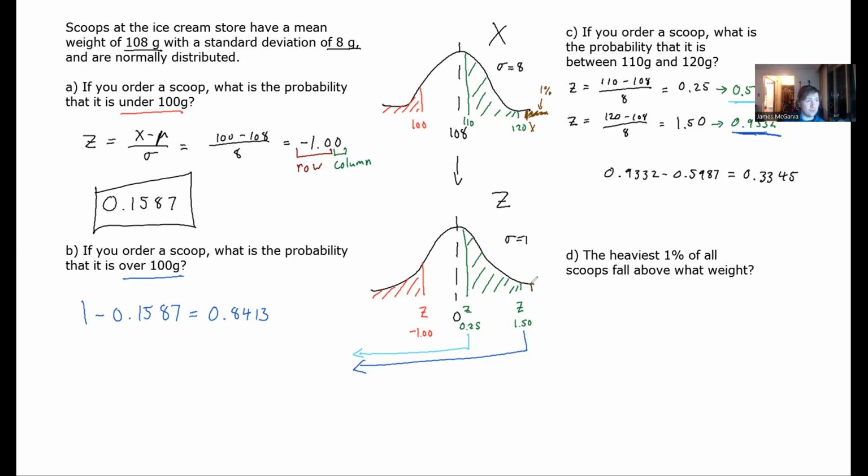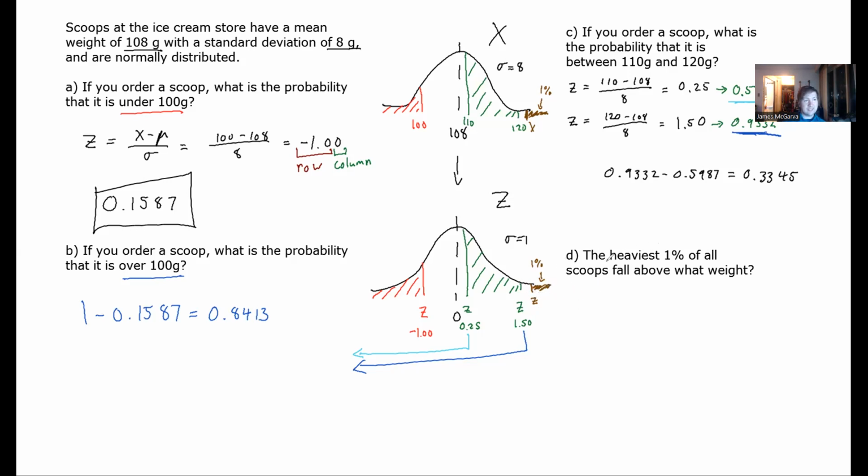Right, so if we draw the same thing over here, there's some z, and again, we don't know what it is, but that area should be 1%. Okay, so what we need to do now is we're going to work backwards. On the questions we've been doing so far, we went from a number, x, to z, to a probability from the table. Here, we're going to take the probability on the table, find z, and then find x. So we have to find what z-score would give us a 1% here.